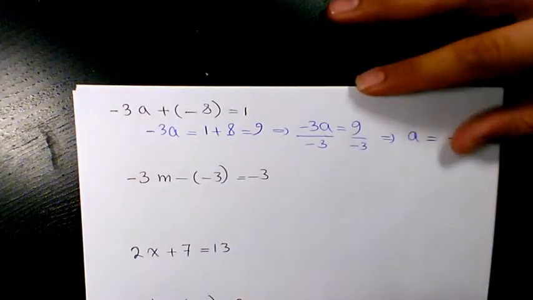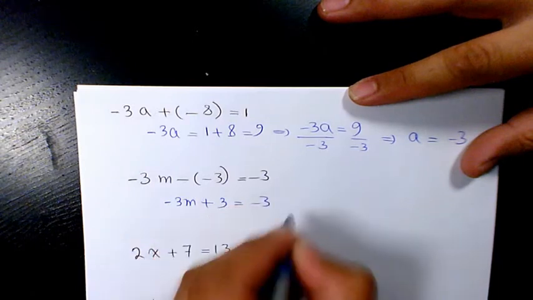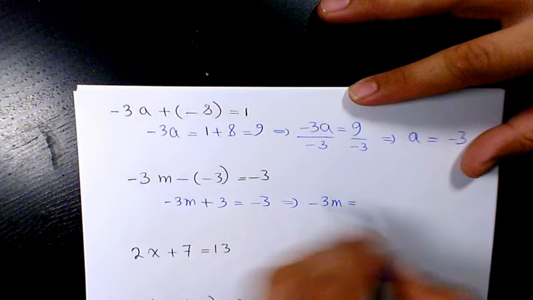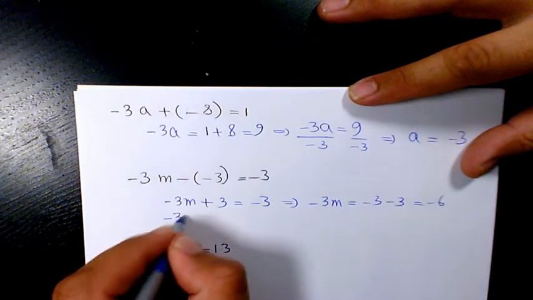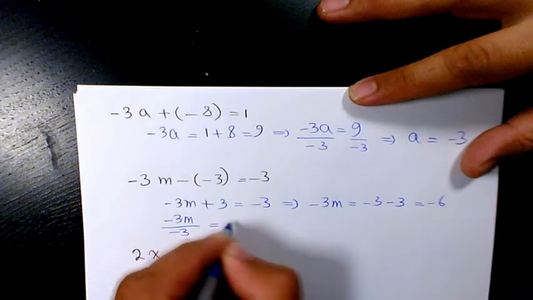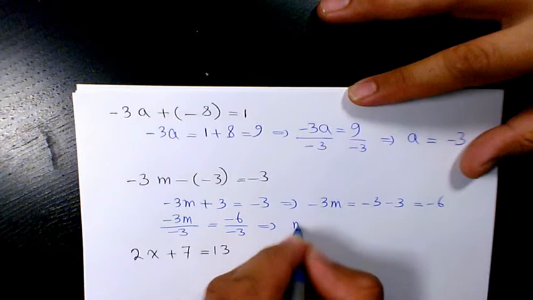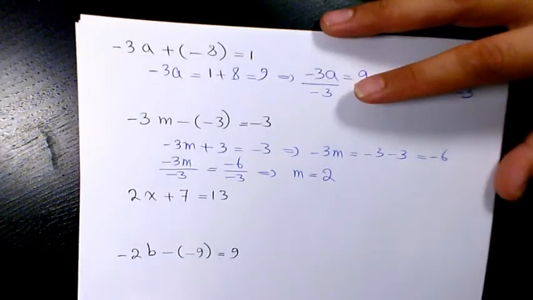So next one is negative 3m plus 3 equals negative 3. Then you have negative 3. You move 3 to the other side. It's going to be negative 3, which is negative 6. So negative 3m divided by negative 3 equals negative 6 divided by negative 3. Negative 3m divided by negative 3 is just m. Negative 6 divided by negative 3 is going to be 2. So m equals 2.